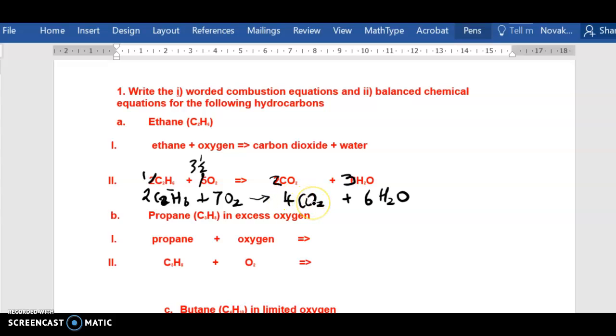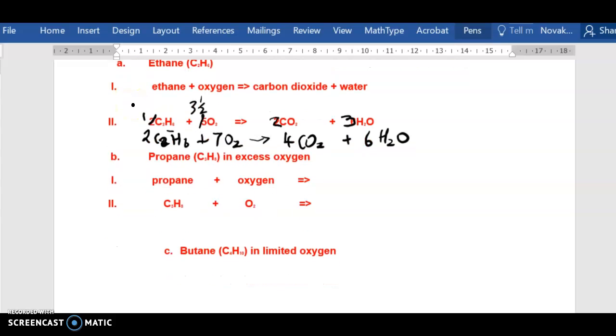4 times 2 is 8. And 6 times 1 is 6. 8 plus 6 is 14. So we ended up with the correct answer. So that is a tricky one. The important thing you learn from that one is the importance of chemists don't like fractions. They just simply double it. Usually it will be just a case of doubling.